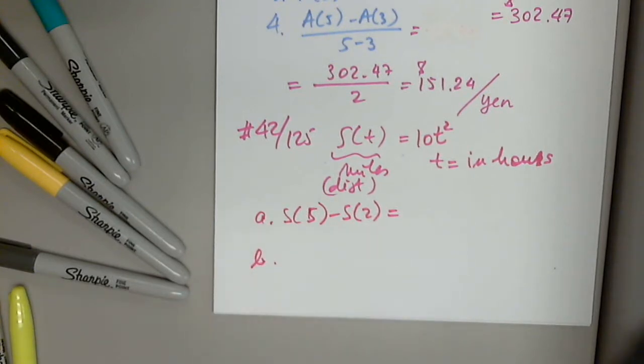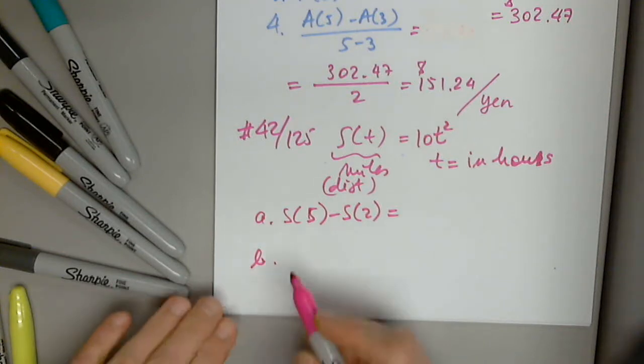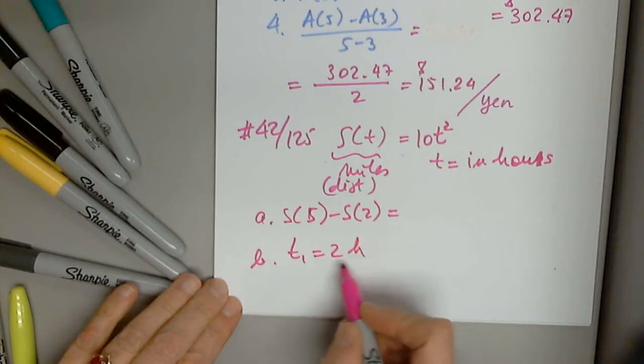And in part B, they're asking us to find the average rate of change of distance with respect to time as time changes from t1 equals 2 to t2 equals 5 hours.